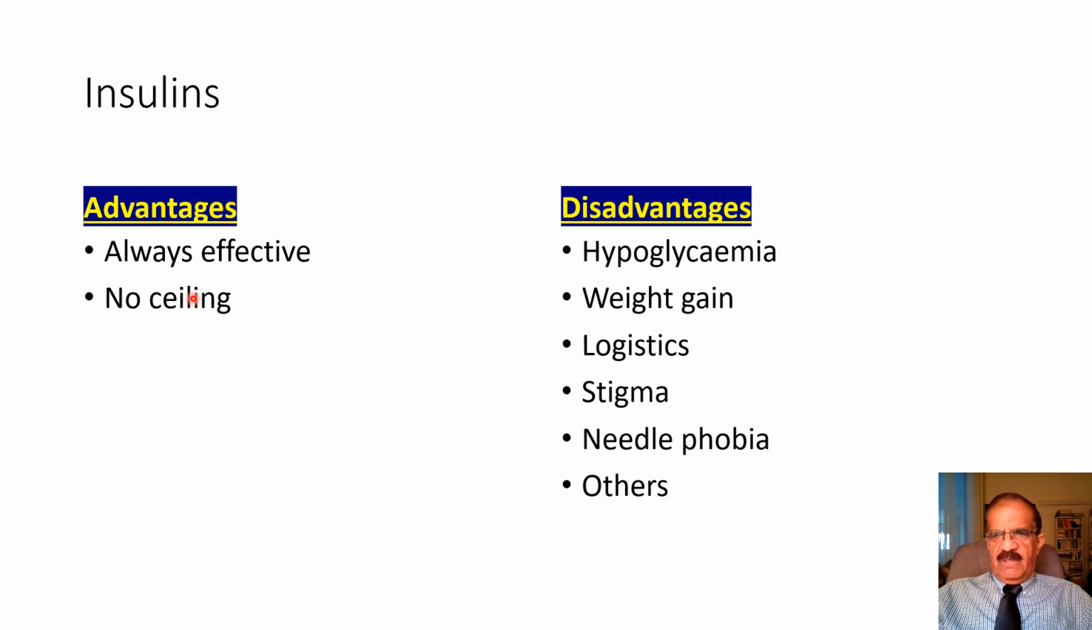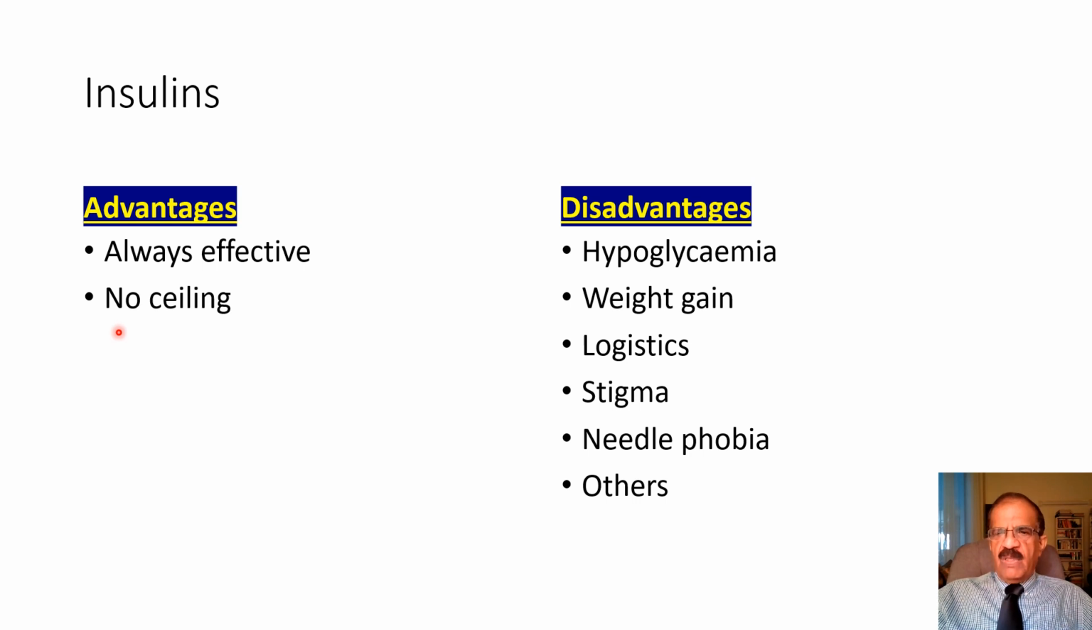Always effective. Since insulin does not depend on any other system, it has a direct effect on glucose, so it would be effective whether you use it at the start of diabetes, or when the patient is already diabetic for the last 25 years. So it is always effective, although you would need different dosages for different persons. Sometimes 10 units may be enough. Sometimes you might have to go to maybe 100 or even more. That is a different thing, but there will be a dose which will be able to control glucose to the desired level. And there is no ceiling.